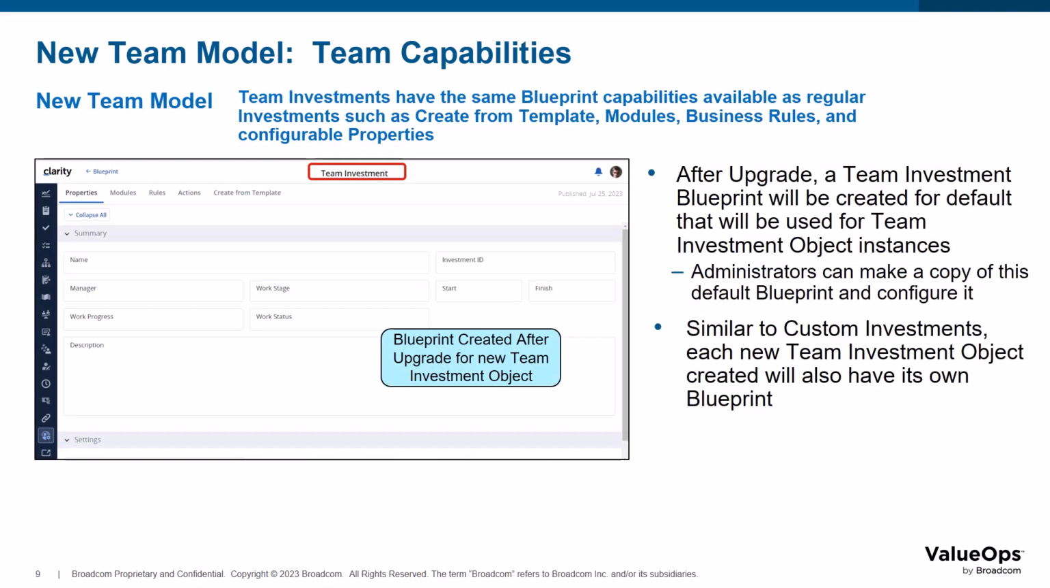So teams will now have blueprint capabilities. You can see from the team investment blueprint that I have here that they can have properties, modules, business roles, actions, and also a create from template experience. After upgrade, everybody's going to have a new team investment object, and this is the corresponding blueprint that we're creating by default for that team investment object instance. And we're going to go into that object in more detail shortly, but it works the same way for blueprinting as it would for other investment types.